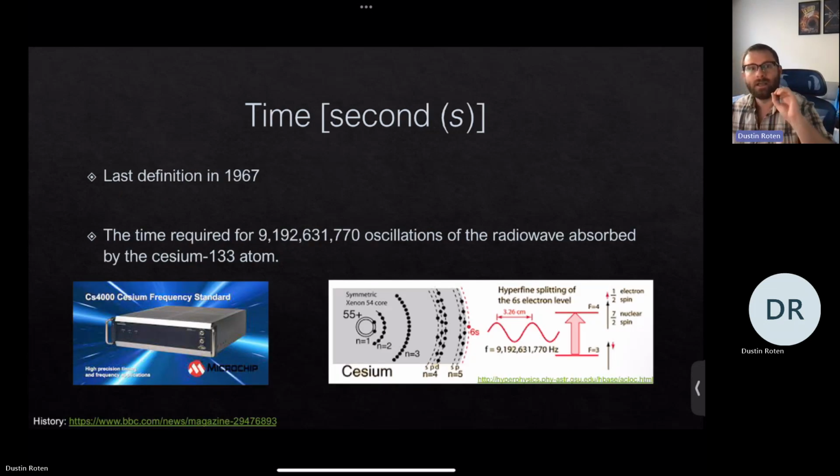Now let's talk about these three units of measure. The unit of time, the fundamental measurement, is the second. All of these base units have really technical definitions because you want to make sure everyone on the whole planet, ideally in the whole universe, is using the same definition for the second, for a length, for a mass. So here, the second is essentially defined as the time required for a certain number of oscillations of a radio wave absorbed by a cesium atom.